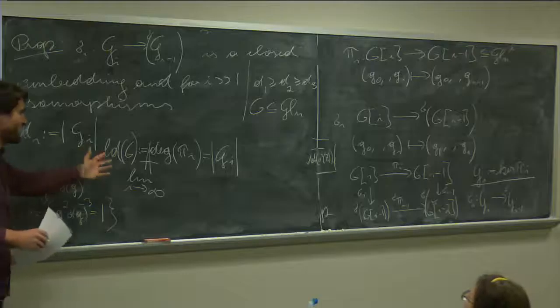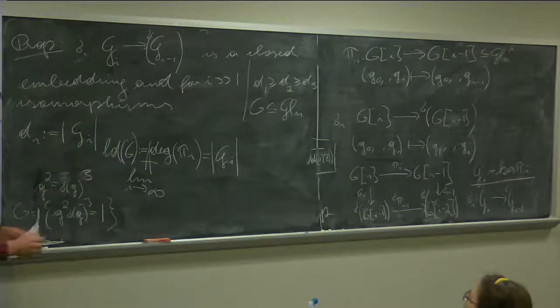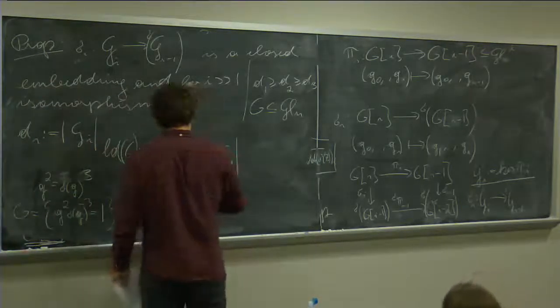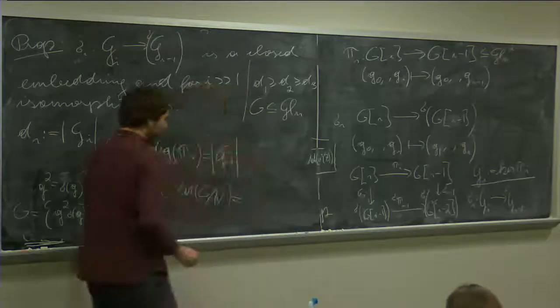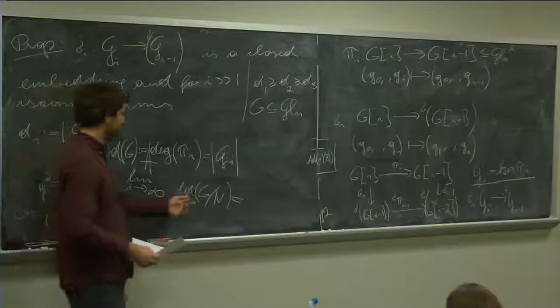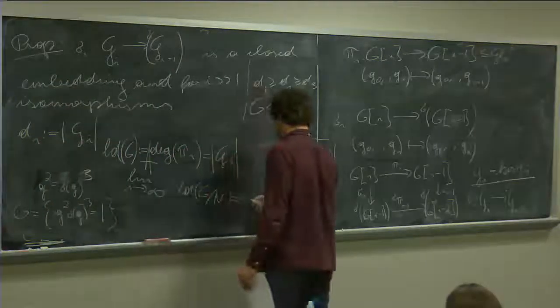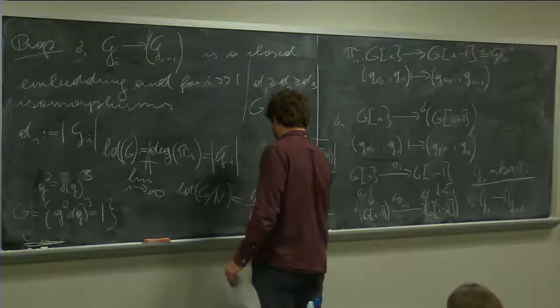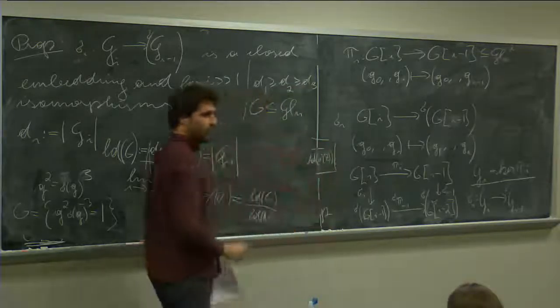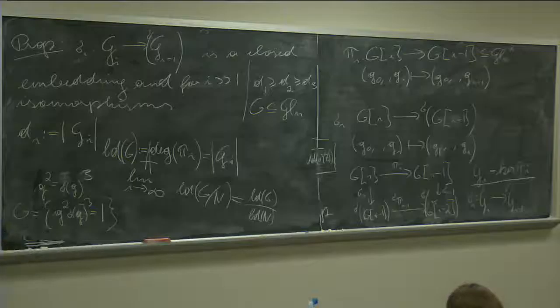There are a lot of nice properties you can prove about the limit degree. For example, the analog of the degree being multiplicative in towers is that the limit degree of the quotient is the limit degree of G divided by the limit degree of N. So that's stuff like that.